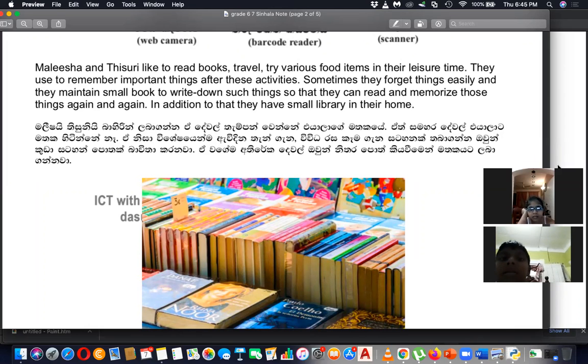What's the reason for writing? To save for future. Yes, to save for future reference. They can go and read that back after some time. For an example, can you remember the food that you ate today morning?